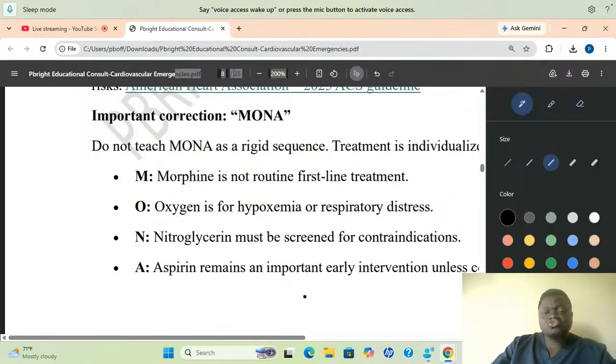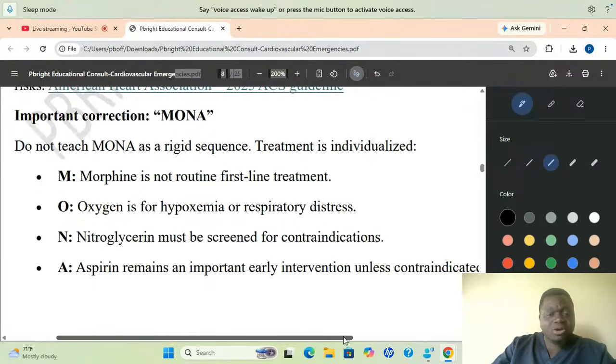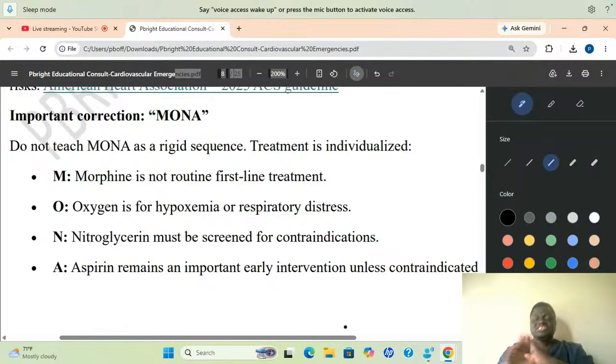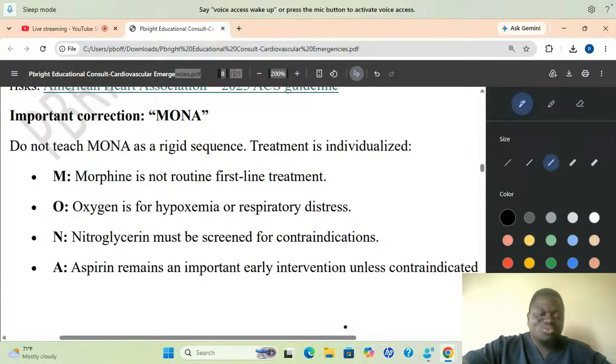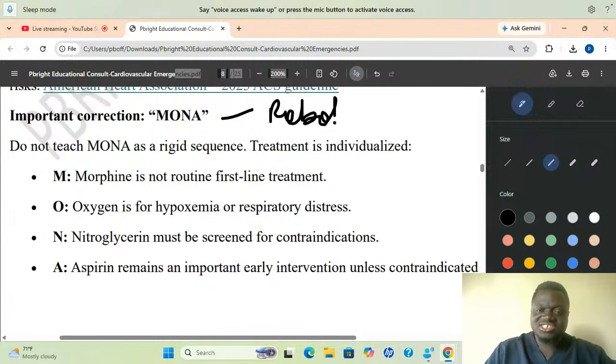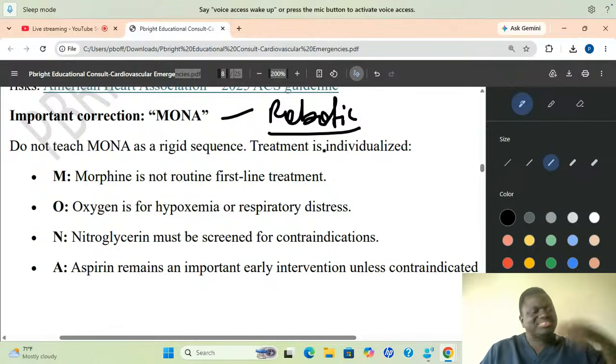Now, this used to be a big acronym in the world, MONA, some will say ONAM, when people were writing in class. Nowadays, all these acronyms are just there to tell you what to do, but it is no more robotic. So don't go and do chew and pour. It is no more robotic. We give per assessment.